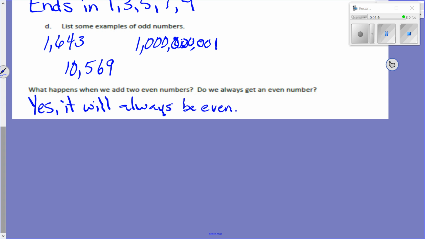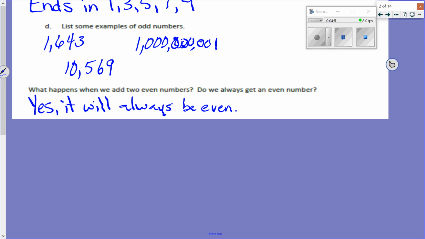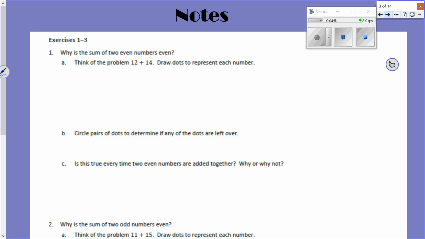So if we turn the page, we're going to take a moment and talk about some examples of this. Go to your next page. Why is the sum of 2 even numbers even? We're going to do some representation, some modeling to help you understand why this actually works. We're going to model 12 and 14, using dot patterns in pairs. We'll do 12 dots in pairs, so 6 rows of 2. And then we're going to add 14, so that's 7 rows of 2.